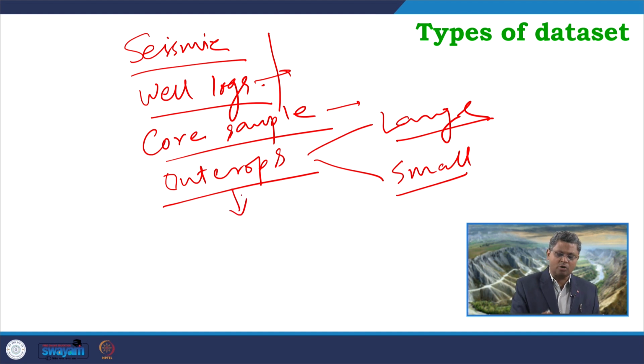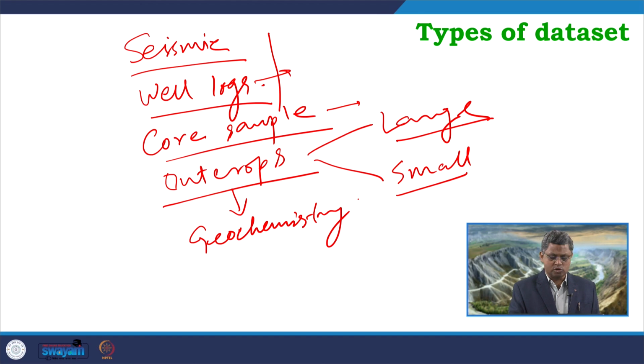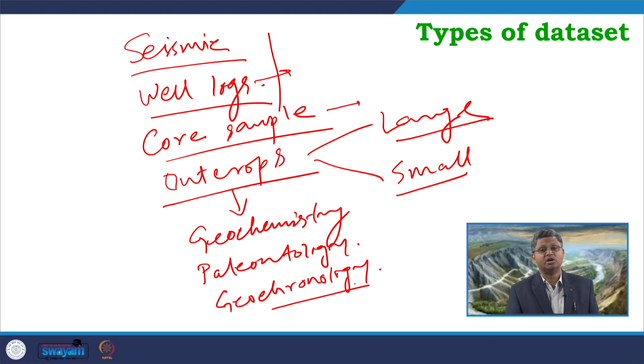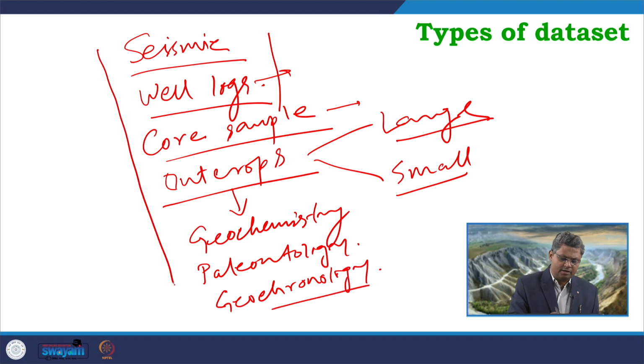And apart from this outcrop part, we can also get input from say geochemistry. We can also get input from paleontology. We can also get input from geochronology, where age determination is the primary focus. So, these are some of the important types of data set, important data input, which are used in sequence stratigraphy very frequently, and all these data sources, all these types of data set, they have their own merits and demerits.